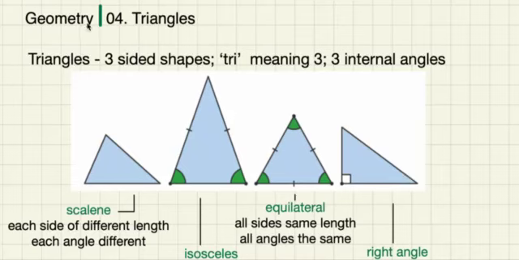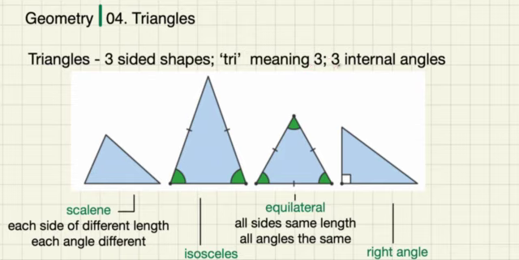In geometry, a very important shape that we come across a lot is the triangle. Now, triangles are three-sided shapes, and the part of the word "tri" over here means three, and we see "tri" in a number of other words, trinity, for instance, and that indicates the three.